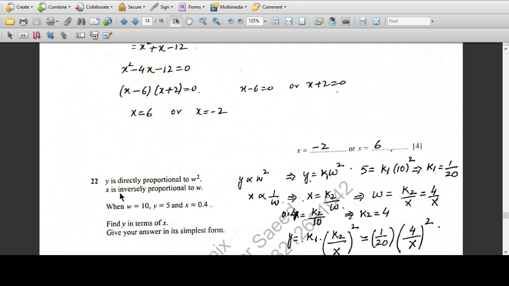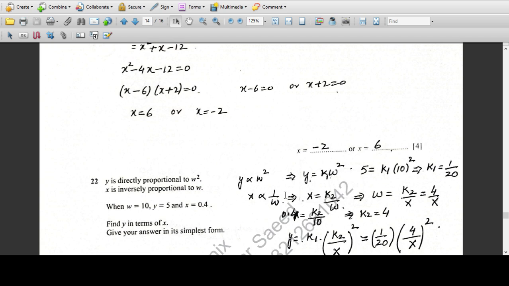Similarly, x is inversely proportional to omega. So x is equal to k2 upon omega, and we are given that x is 0.4 when omega is 10. So we place this x here and omega here, and k2 can be obtained as 4, since 0.4 multiplied by 10 is 4.